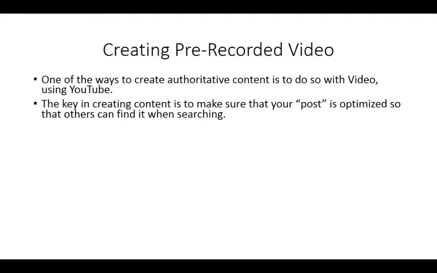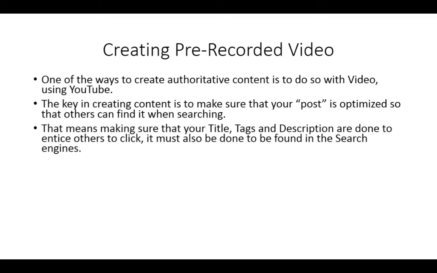Now, the key to being able to create content is to make sure that your post, in this case, which would be your video, is optimized, or it's made so that people can find it when they're actually searching. Now, what does that mean? That means then that your title, your tags, and your description to your video are done to entice others to click on the one hand, but on the other hand, it must be created in a way so that people can find it inside of the search engine or inside of YouTube.